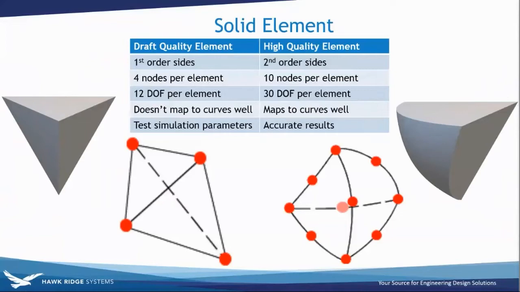Each node has 3 translational degrees of freedom, giving each element a total of 12 degrees of freedom. Draft quality elements are great for a first pass to test boundary conditions or contacts, and for assemblies where you're not really interested in the stresses of those draft quality components.